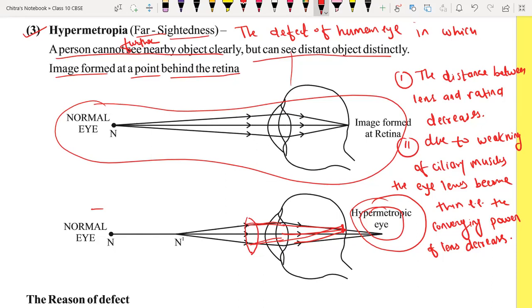Sir, a doubt. Yes, beta. Sir, what if a person has both hypermetropia and myopia? Then it is called presbyopia. We will discuss that also after this, because it happens with the aging population. Okay, take a screenshot first, then we will discuss that.